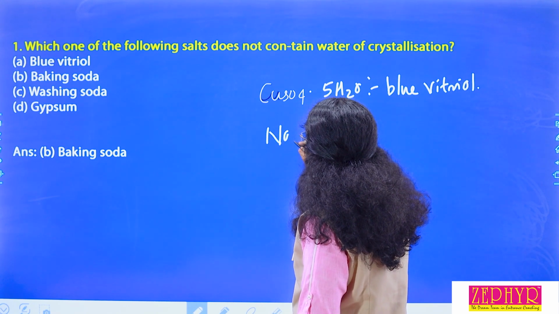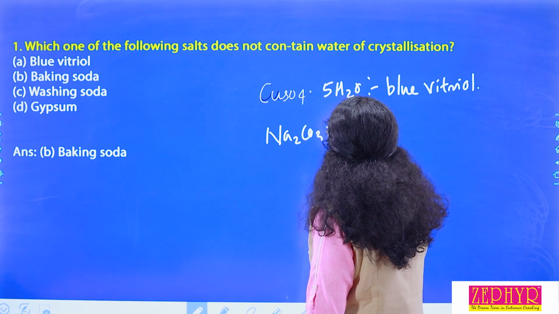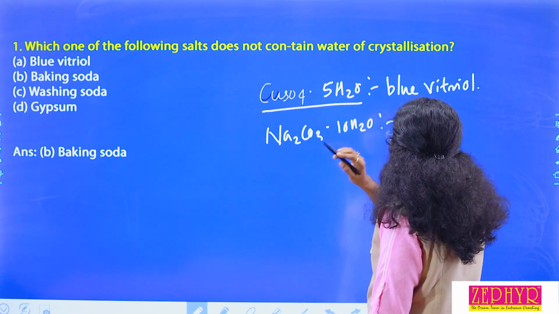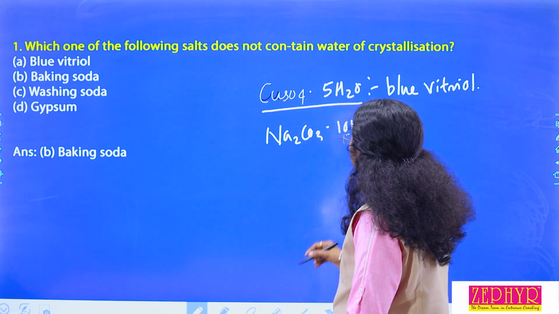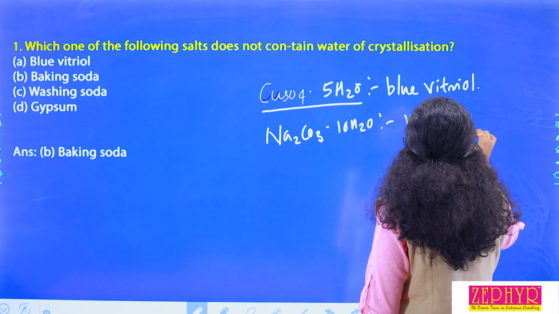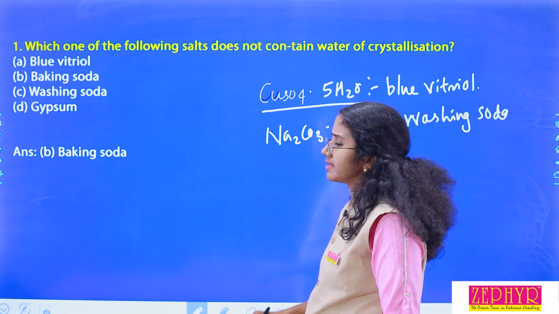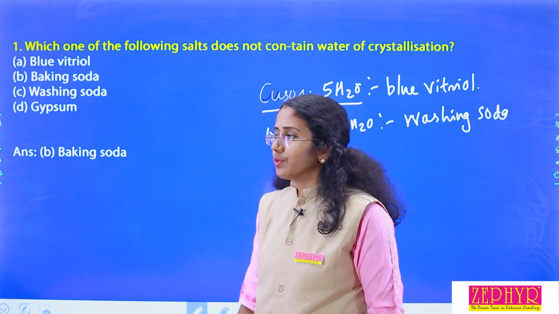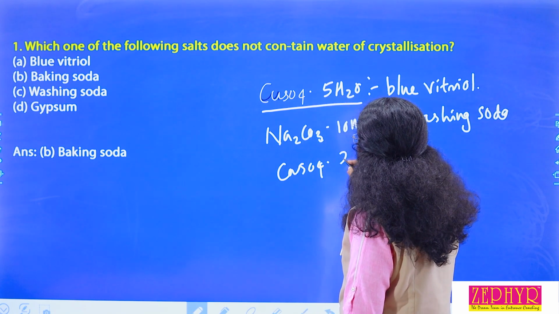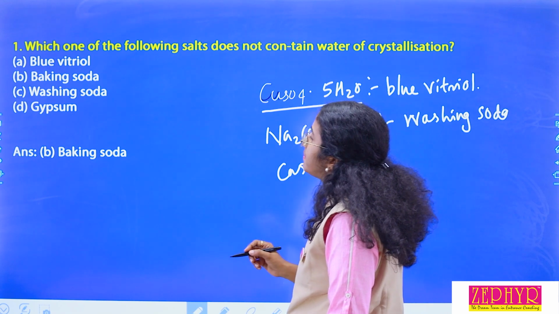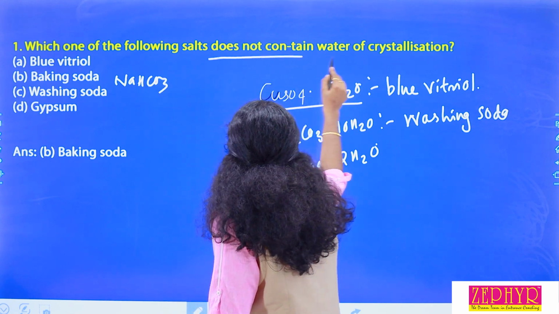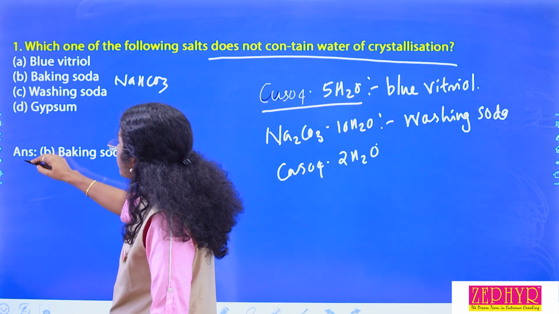Then Na2CO3 dot 10H2O is washing soda. Na2CO3 has the capacity to hold 10 water molecules. Then gypsum, CaSO4 dot 2H2O. Baking soda, that is NaHCO3, does not contain what? Water of crystallization. Baking soda, option B, that is the answer.